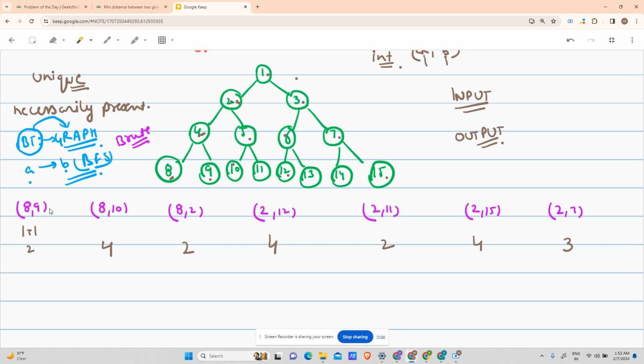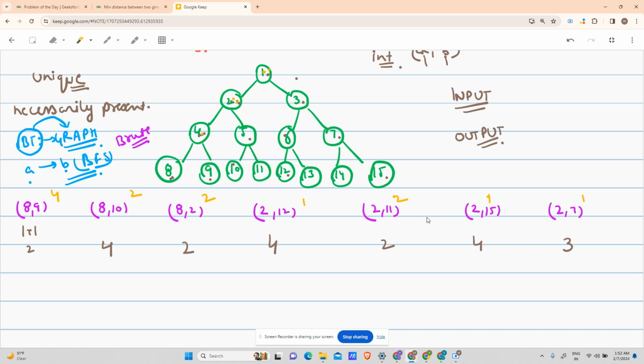While I was going from 8 to 9, I observed that I have to go through 4. While going from 8 to 10, I have to go through 2. 8 to 2, coming from 2 only. 2 to 12, I was going through 1. 2 to 11, I was going through 2, right? 2 to 15, again I was going through 1, right? And 2 to 7, again through 1, right? So 8 to 9, 4; 8 to 10, 2; 8 to 2, 2; 2 to 12, 1; 2 to 11, 2; 2 to 15, 1; and 2 to 7, 1.